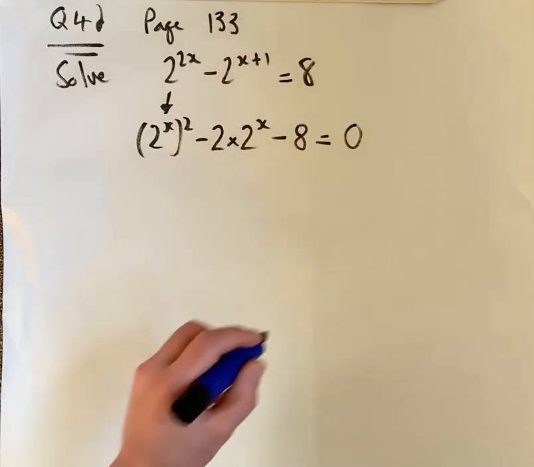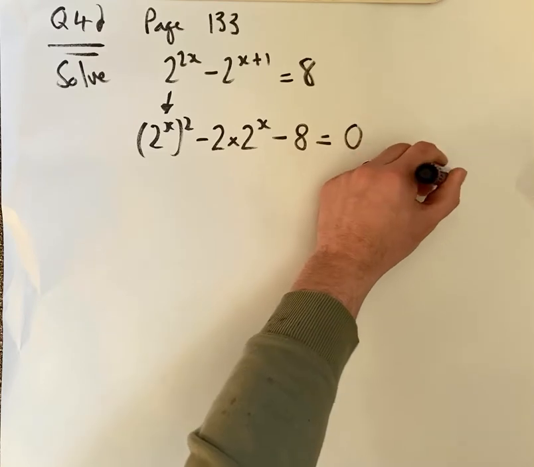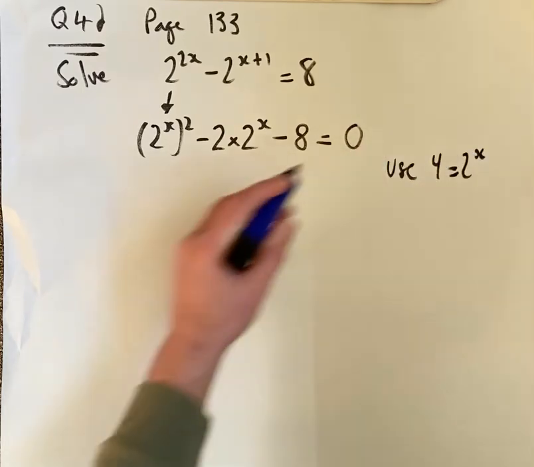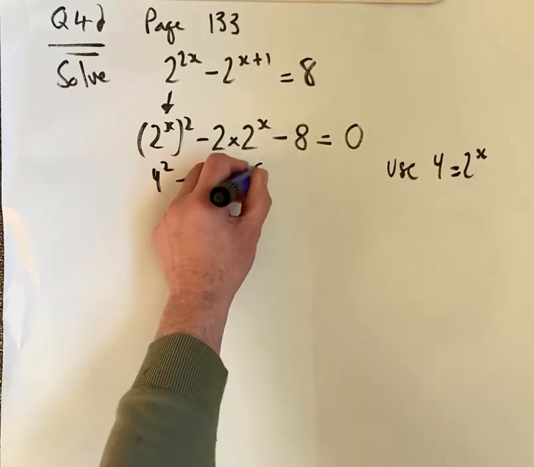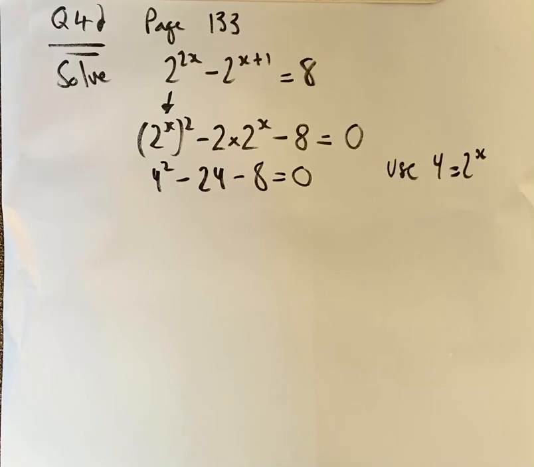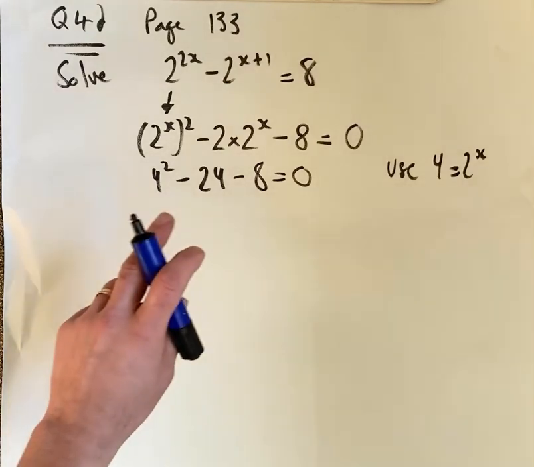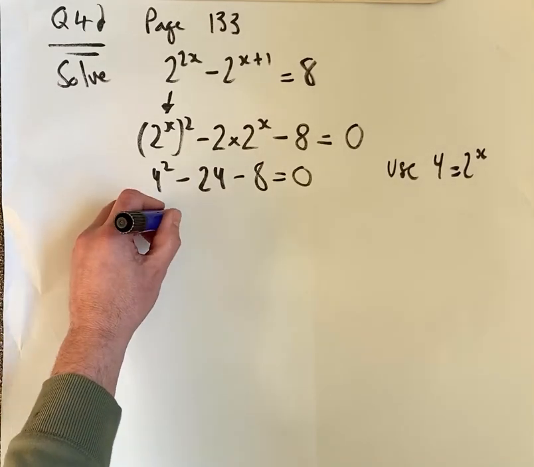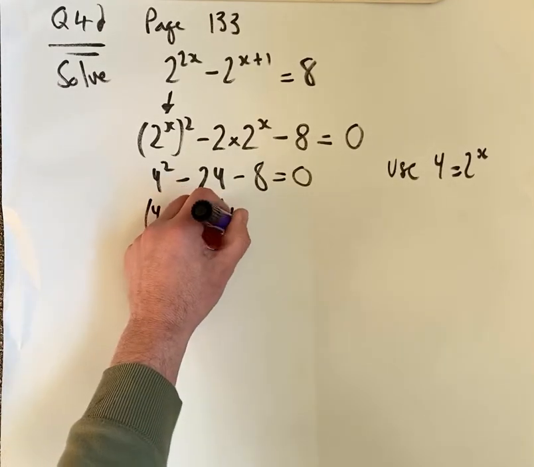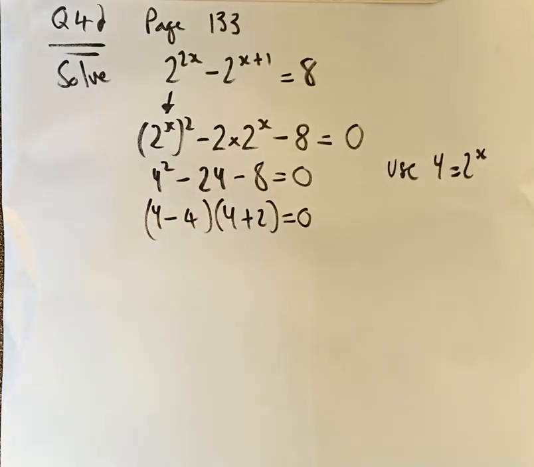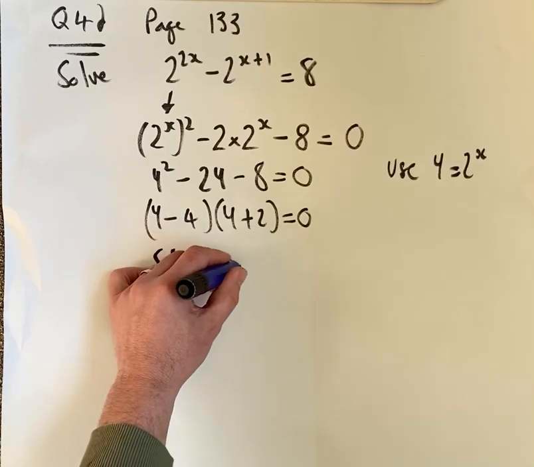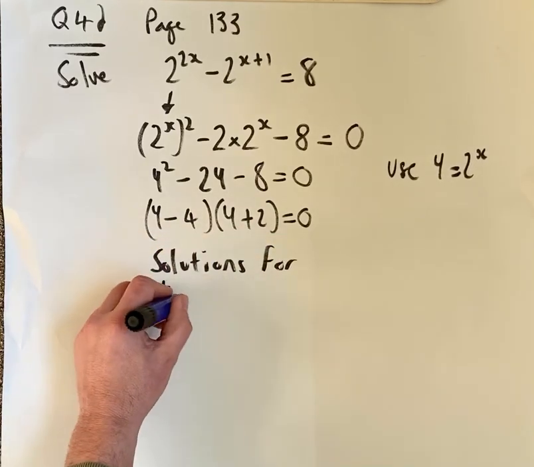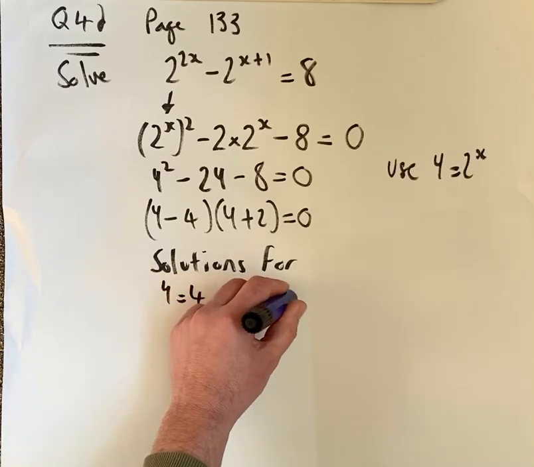And then we've got our quadratic, so I'll use our substitution. So we're going to say that y equals 2 to the power of x. So that's y squared minus 2y minus 8 equals 0. And then we look at whether that factorises. So two things that multiply to make minus 8 and add to make minus 2, which I believe is minus 4 and plus 2. And that must mean that our solutions in terms of y are y equals 4 or y equals minus 2.